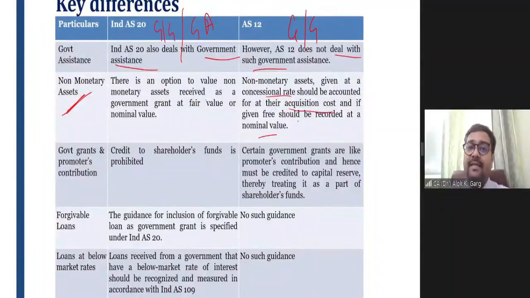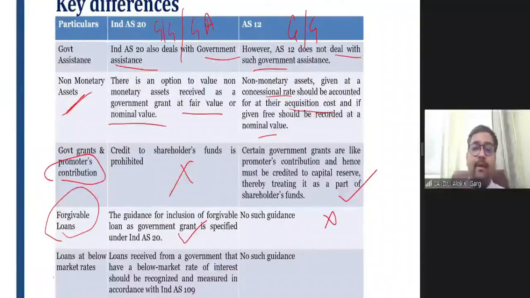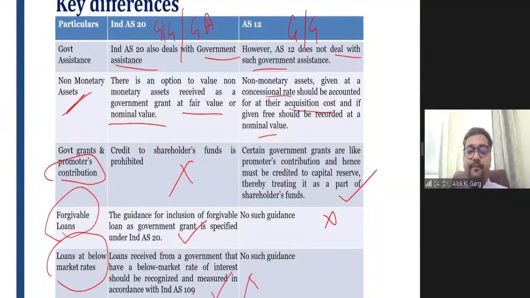But in Ind AS, it says that there is an option to value non-monetary asset received as a government grant, either at fair value or at a nominal value. Okay. Promoter contribution, no such concept in Ind AS, but there was a concept of capital reserve in accounting standard. Forgivable loans, of course we have discussed, there is a concept in Ind AS, no such guidance was there in AS. Loan at below market rate, of course there is a concept in Ind AS. There was no such concept in AS. Okay.